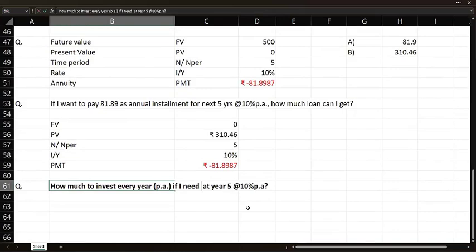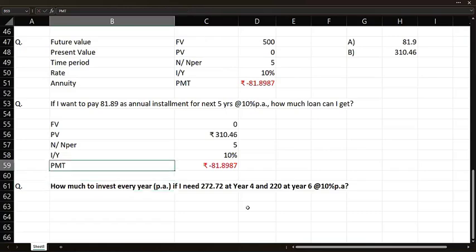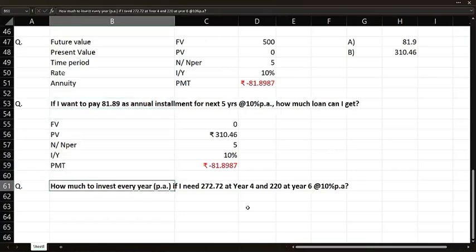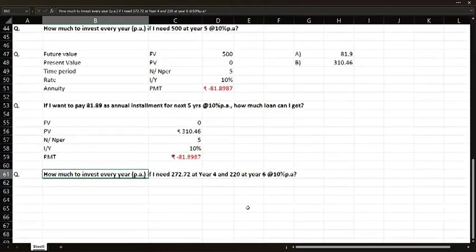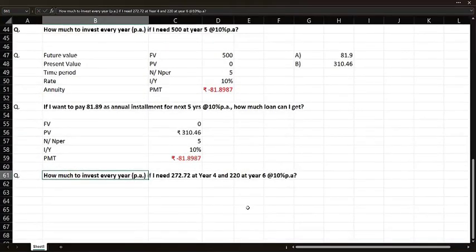Okay. So basically I've done some calculation. I need 272.72 at the end of year 4, and I need 220 at the end of year 6. Now I need your answer. Similar to the first question, some changes have been made to it. Do you want me to draw a timeline? For those who have understood, you can carry forward.